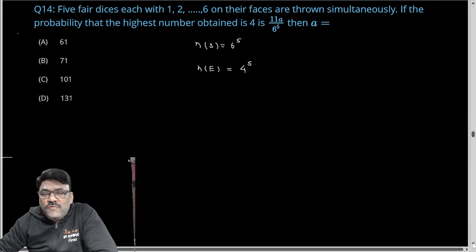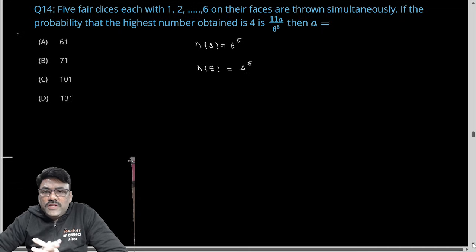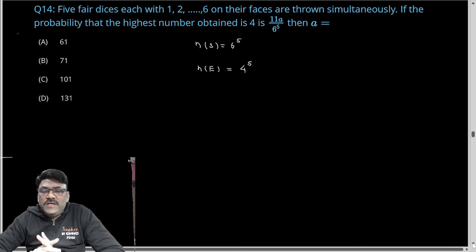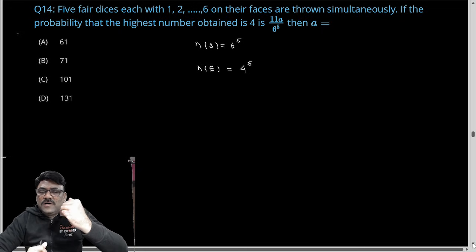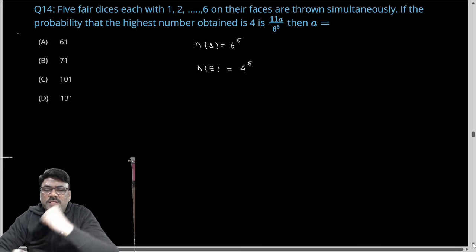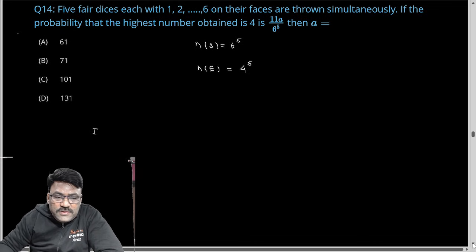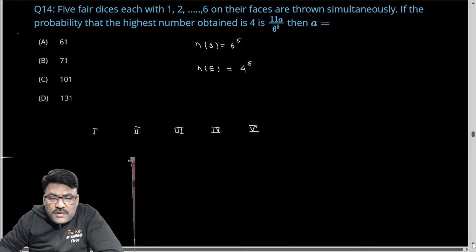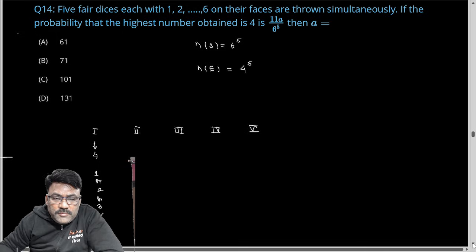But when you are writing this 4 raised to 5, this also includes the possibility when each of the 5 numbers is less than or equal to 3, means you are not getting 4. See, let's say this is dice 1, dice 2, dice 3, dice 4, dice 5. If for this you have 4 options, means here you are getting either 1 or 2 or 3 or 4. Similarly, here you have 4 options. Here you have 4 options.